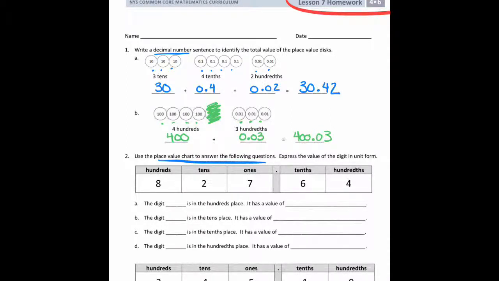Okay, on number 2, we're going to be identifying the digits in certain places and their value in unit form. So part A says the digit blank is in the hundreds place. So the digit 8 is actually in the hundreds place based on this chart. And that means it has a value of 800 because it's 8 in the hundreds place. So I'm going to put 8 hundreds.